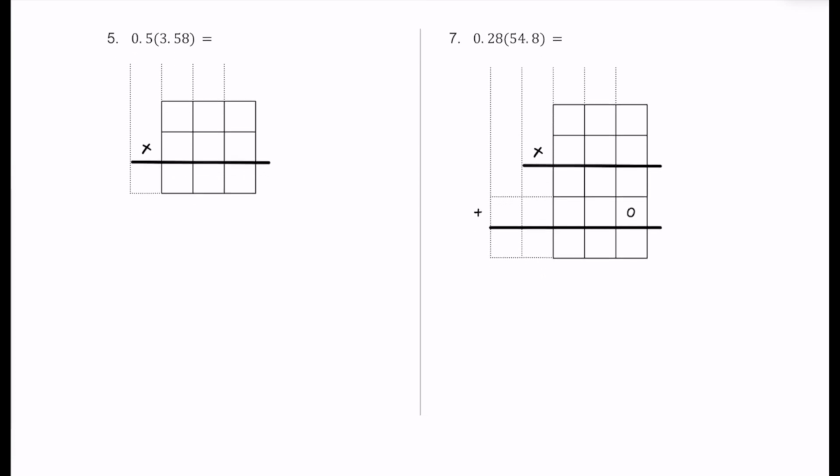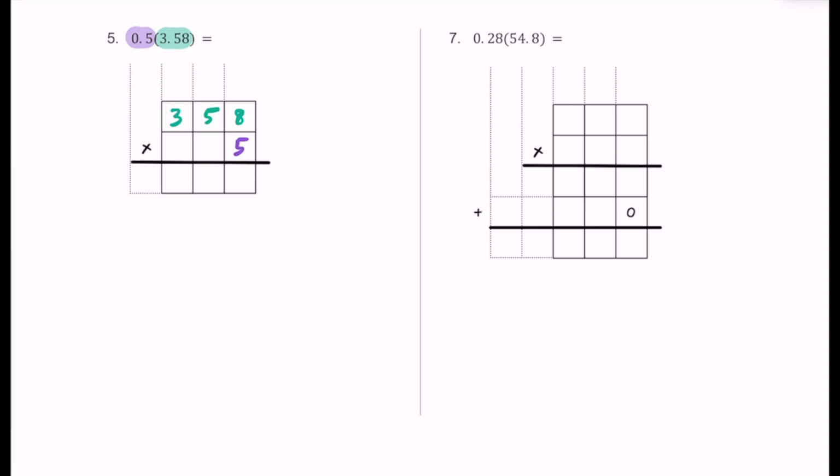Here's number 5. For number 5, we have 5/10, and we're going to multiply that by 3 and 58/100ths. Now, which one has more digits? Well, I think it's going to be this 3 and 58/100ths. It has 3 digits. Let's just think about it as 358 for now. And if we take a look at our other factor, other number we're multiplying, this 5/10 really just has 1 digit. We can ignore the 0 in front, doesn't make a difference, so we can think about it as 5.